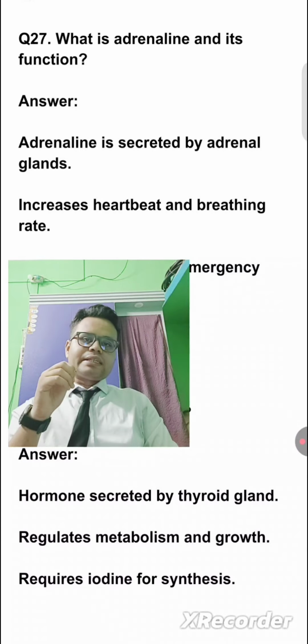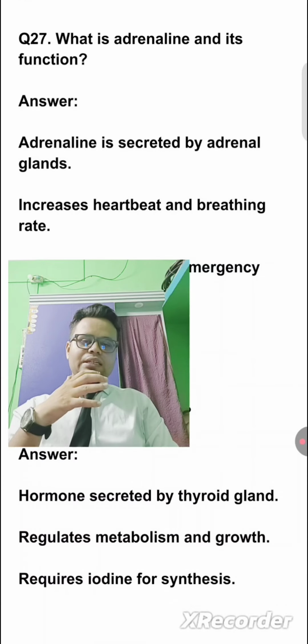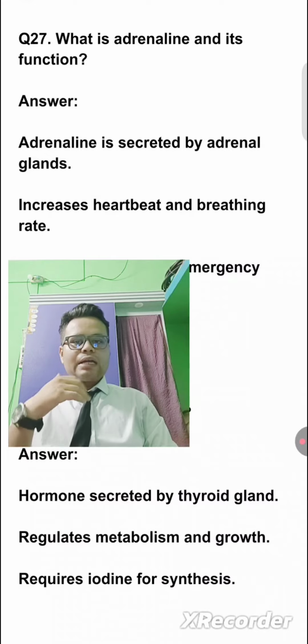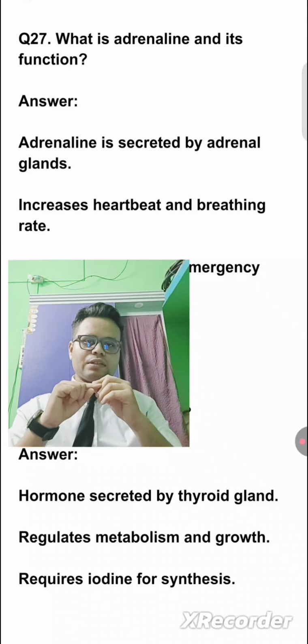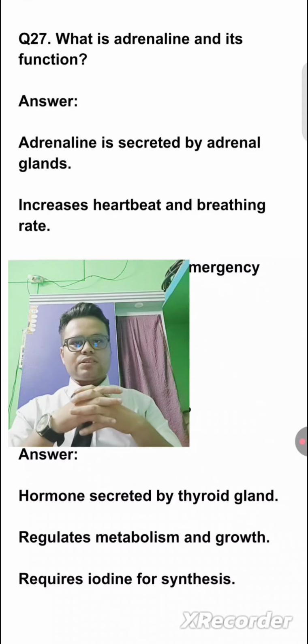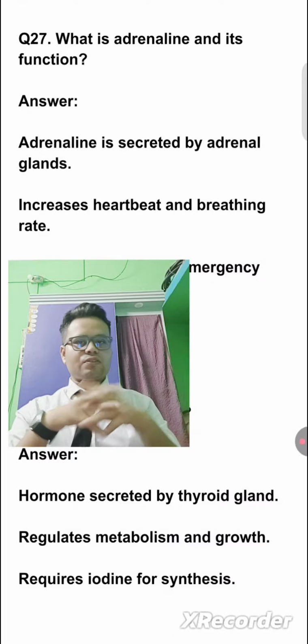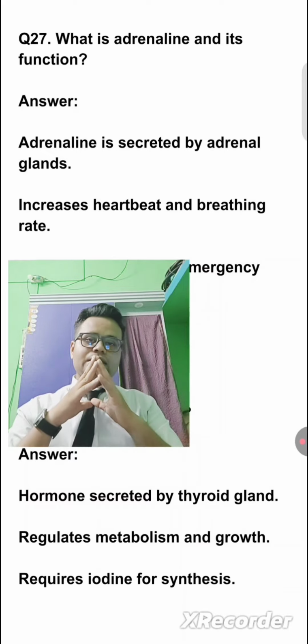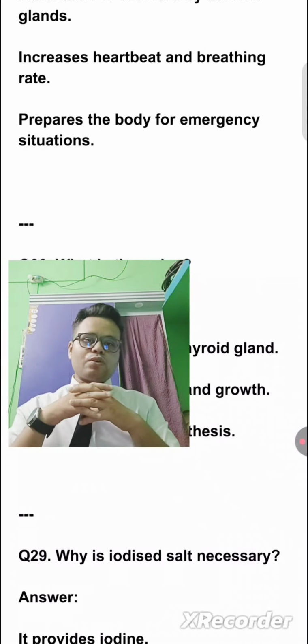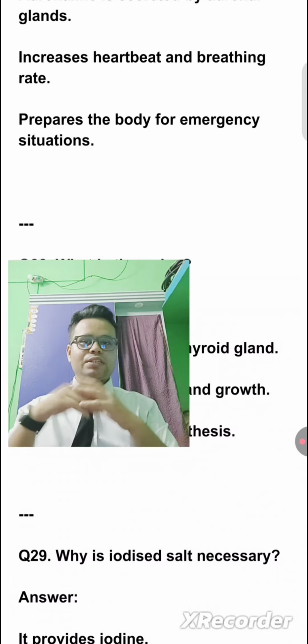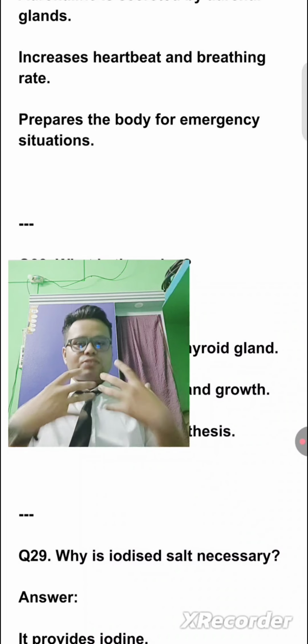So adrenaline is secreted by the adrenal glands. If you're talking about adrenaline, that is secreted by the adrenal gland first of all. Second, it increases heartbeat and breathing rate. Both things come under it. The function includes increasing the heart rate and breathing rate. After that, it prepares the body for emergency situations. So it helps the body in an emergency situation.